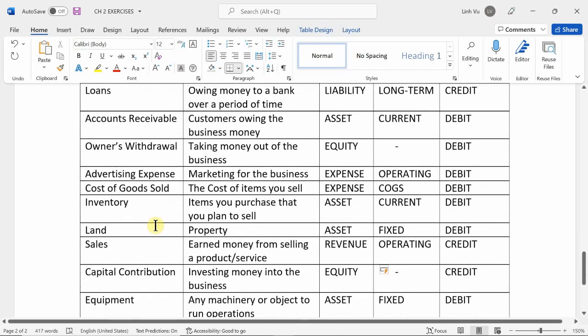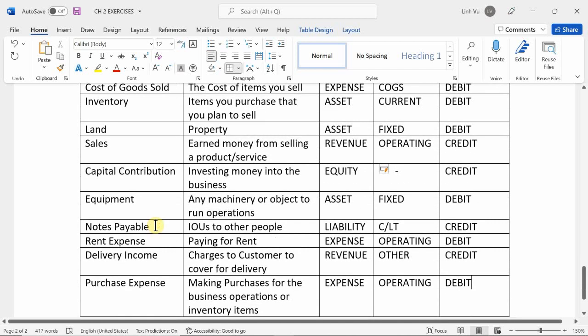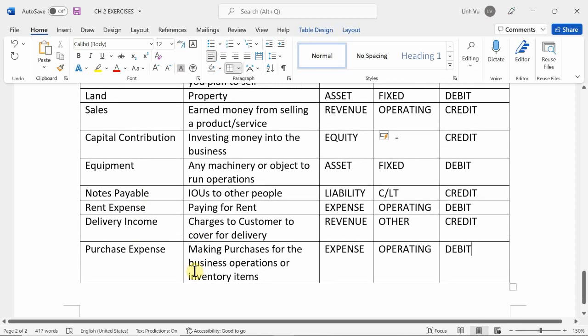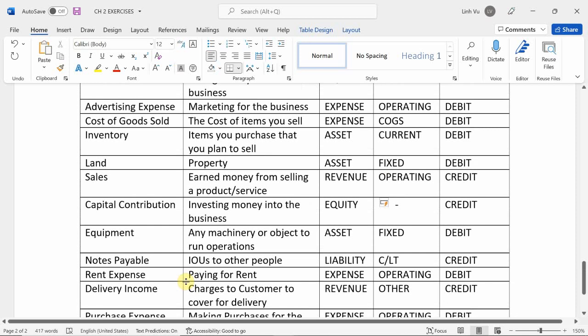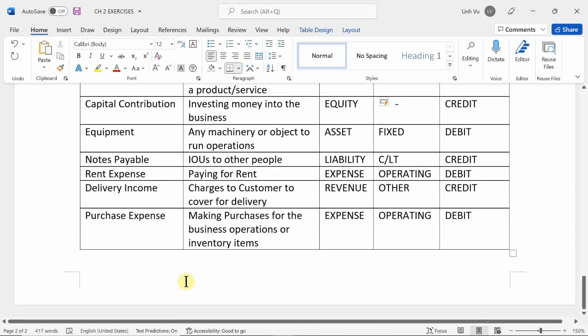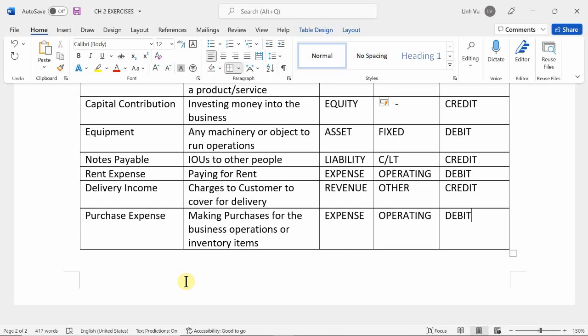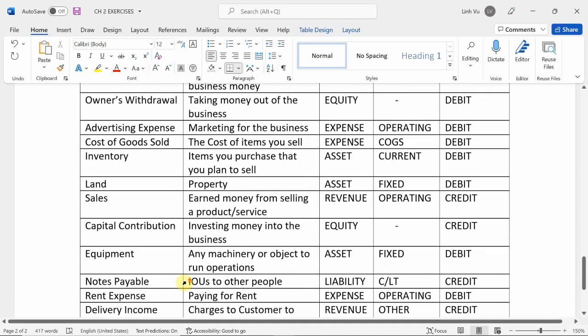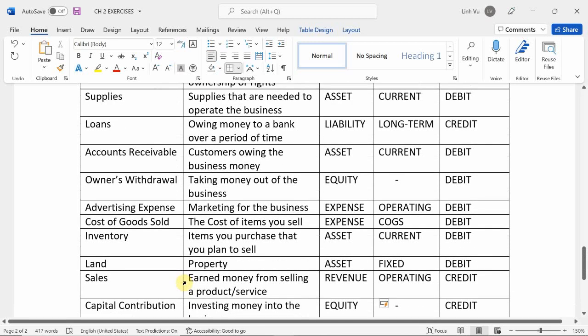Anything with the word payable is going to be a liability, because payables mean you need to pay or you owe. For revenues, you're only going to have sales or some other account, but most typically you'll only have sales for your revenues, because that's the only operating part.